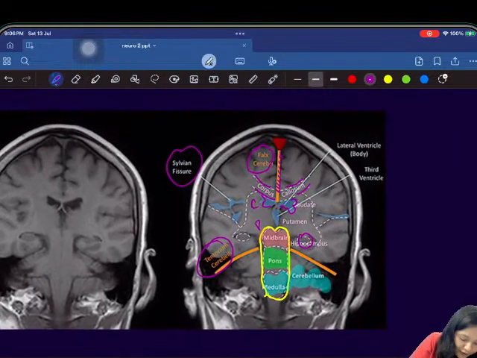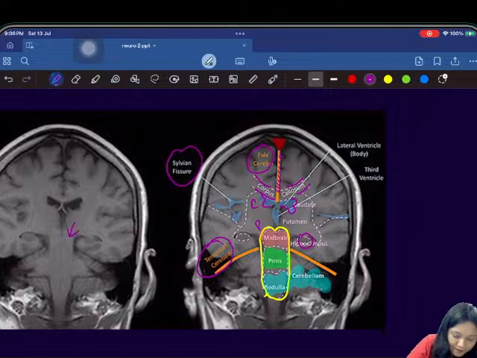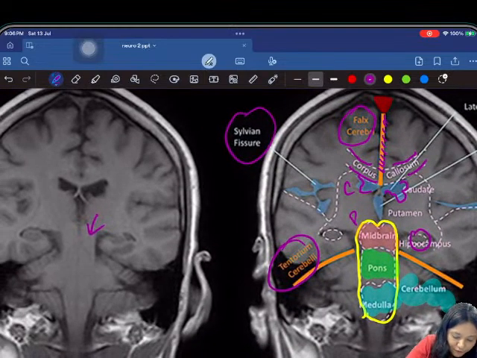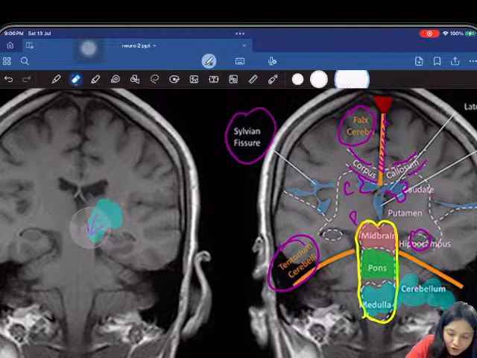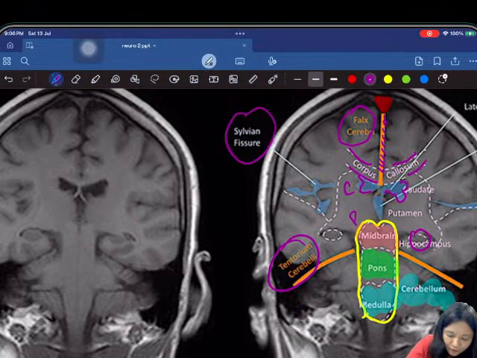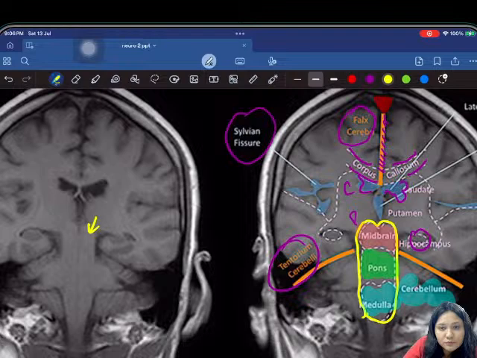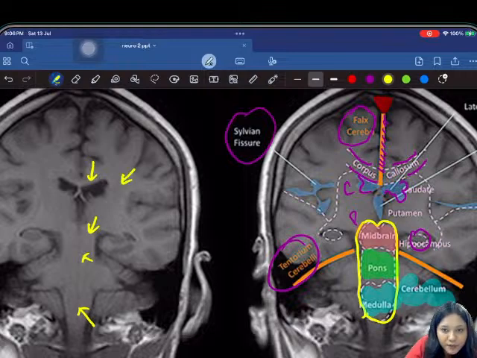So they might ask you about the midbrain. They might give an arrow here in this image. Next time you might get a question in the coronal view, and they might ask what is this. That is the midbrain. This is the pons, and below this is the medulla. The arrow can be anywhere. What is this? This is the corpus callosum. What is this? This is the caudate nucleus.